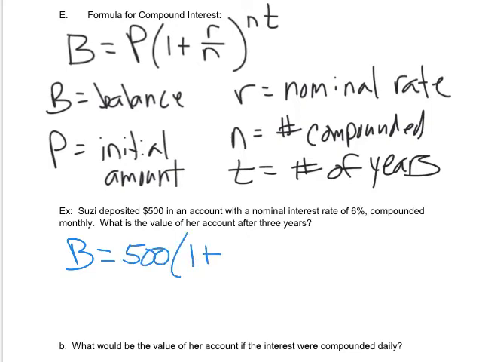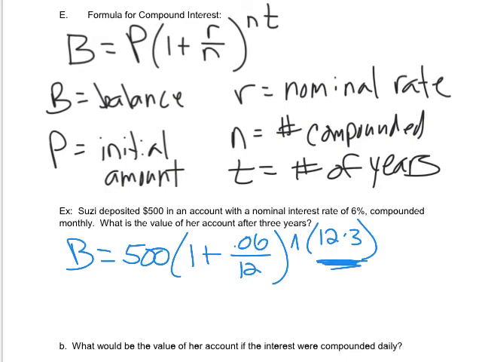1 plus, my rate is 6%, so I convert that to a decimal, 0.06. If I'm compounding monthly, that means I'm dividing by 12. And then that has to be raised to an exponent. You've got to put this in parentheses or you will make this mistake. I see it every year. 12 times 3. That entire thing is the exponent.